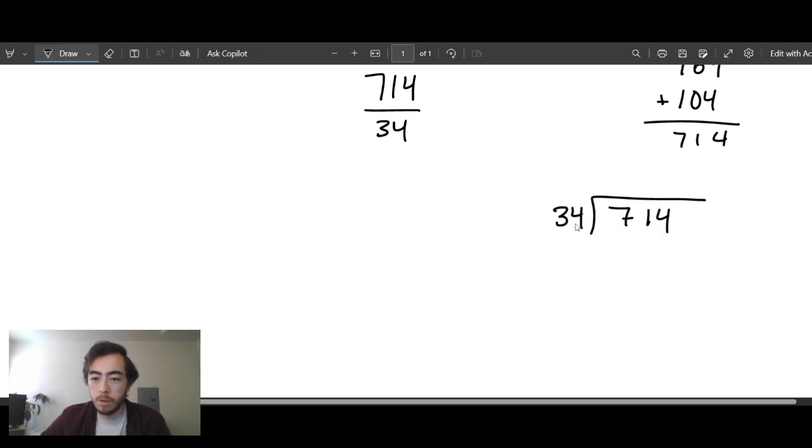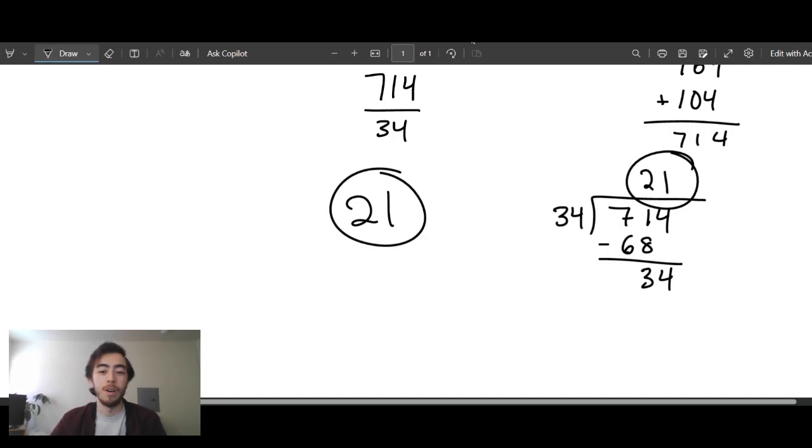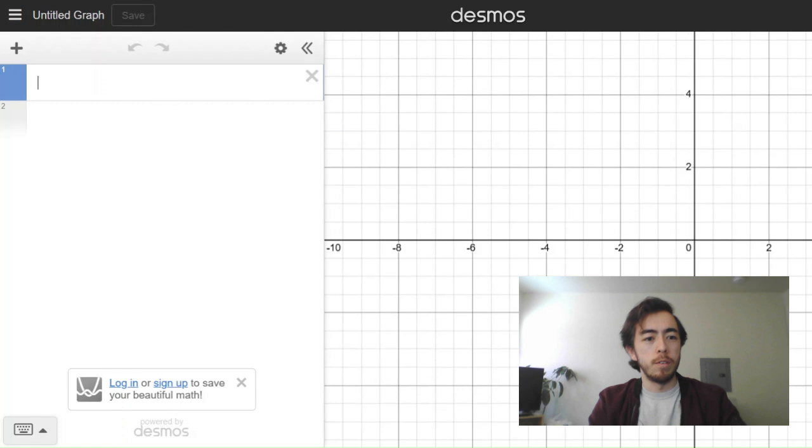Looks like 34 goes into 71 twice, because that makes a 68. And then doing the little subtraction step, looks like I need to borrow, or maybe you can just tell that these two numbers are 3 apart. And so once we get the 3 and drop down the 4, 34 goes into 34 just once. So here is the 21. That's the answer for today, and we're all done. So you should stick around for a little bit.